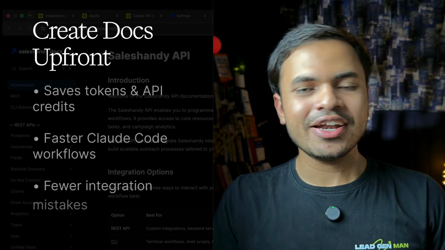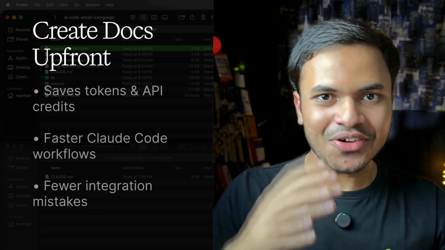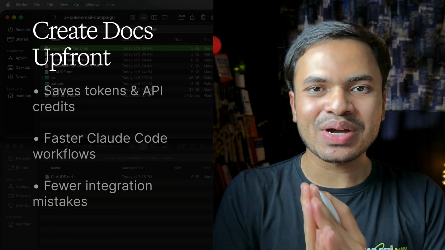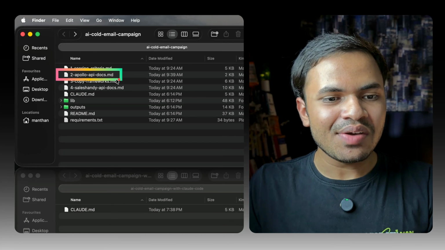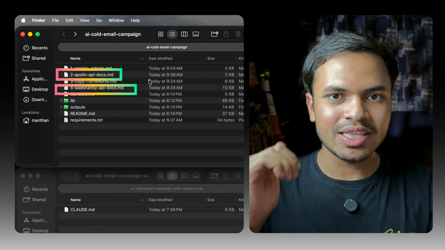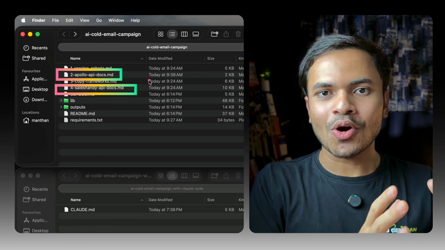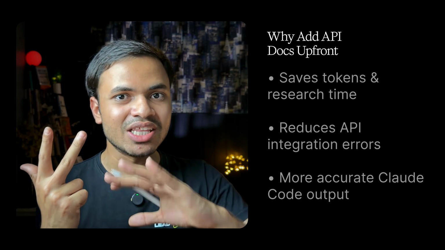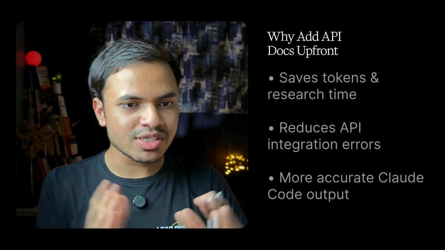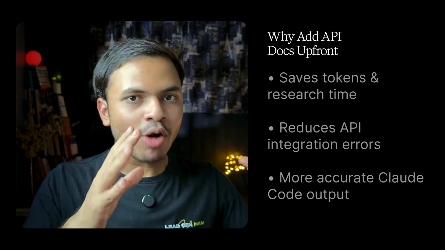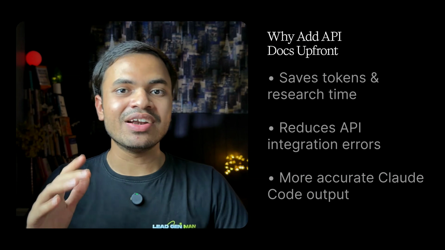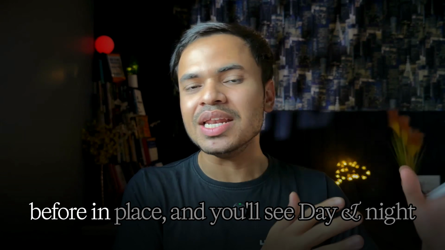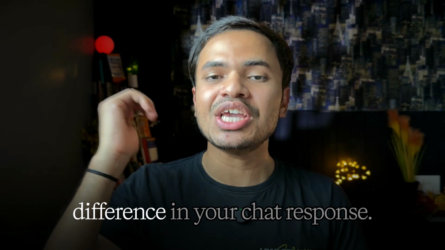The reason why we are creating this documentation upfront and not during the chat is that Claude Code is going to save so many credits and tokens during those sessions. Having proper documentation in place, like in this proper folder structure, will save Claude Code so much time in terms of research and understanding. It will also mitigate the risk that sometimes it is not able to understand how this API documentation works and it will tend to make errors or mistakes. But having this proper documentation in place beforehand, you will see a day and night difference in your chat responses.